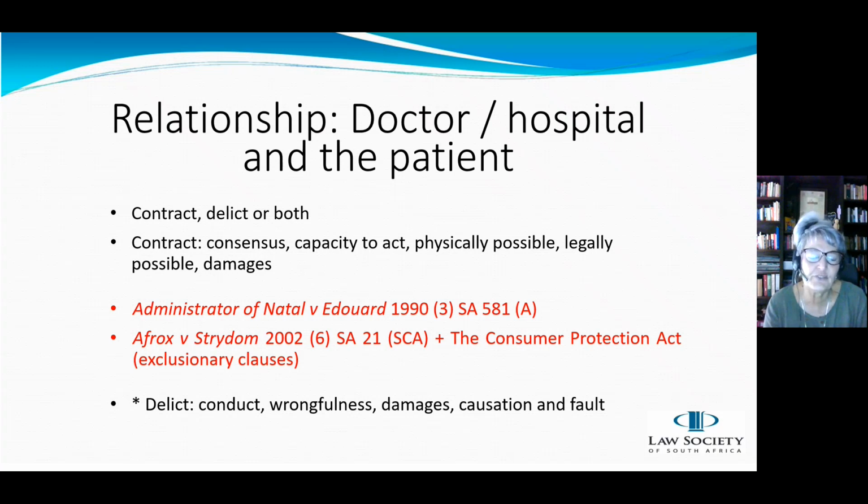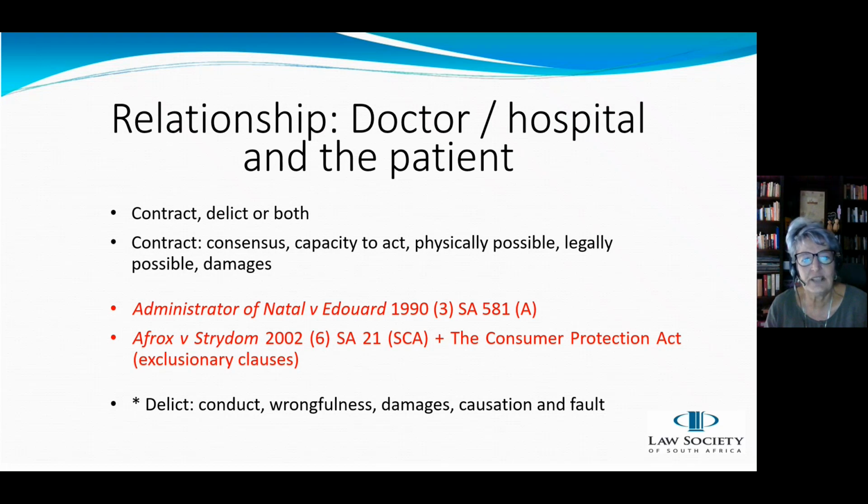And then I said in the previous recording, can you still remember the requirements for a contract, which are, of course, consensus, capacity to act, physically possible, legally possible, and then also damages. So if you sue on the basis of a contract, then all these requirements must be there. If you put a claim against a person on the basis of a delict, then all the requirements for a delict must be there.